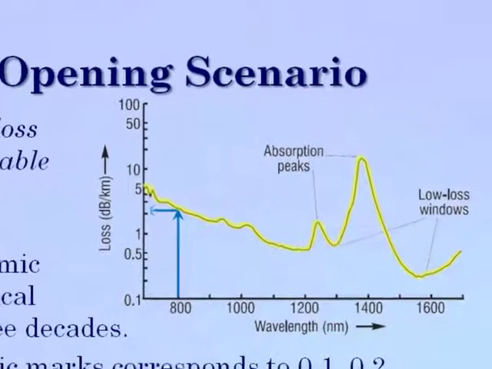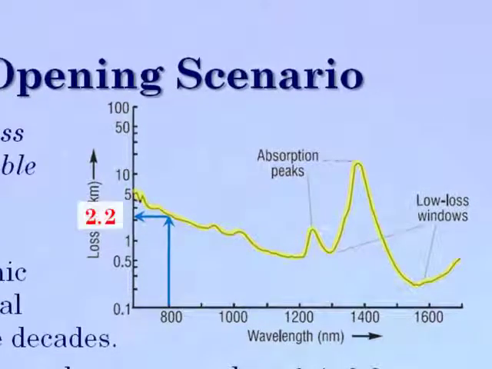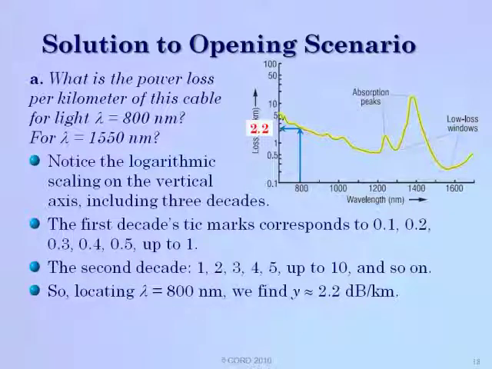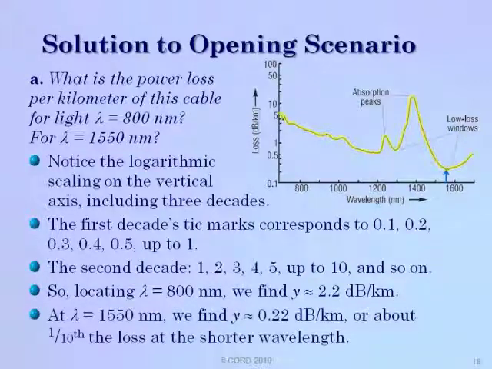Just like you do any graph, you find 800 nanometers on the x-axis and go over to the y, and you'll see that we're just above that second tick mark, which we know means 2. So we're going to estimate about 2.2 decibels per kilometer loss at 800 nanometers. At 1550 nanometers, we come up and come over, and now we're much lower on the graph scale, at 0.22 decibels per kilometer. We're about 1/10 of the loss at that shorter wavelength.